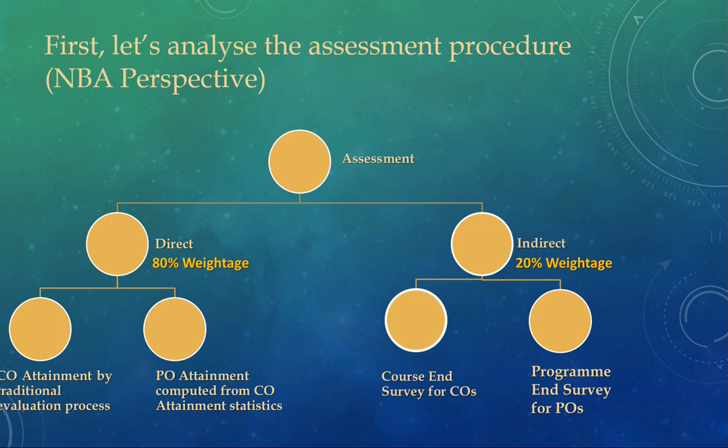The indirect assessment is conducted by two procedures. After each course, we conduct course end surveys for generating the indirect attainment of the COs. And after each program, that is the 3-year long study, we conduct a program end survey for generating the indirect attainment of the program outcomes. Direct attainment of the COs can be generated from the traditional examination system.